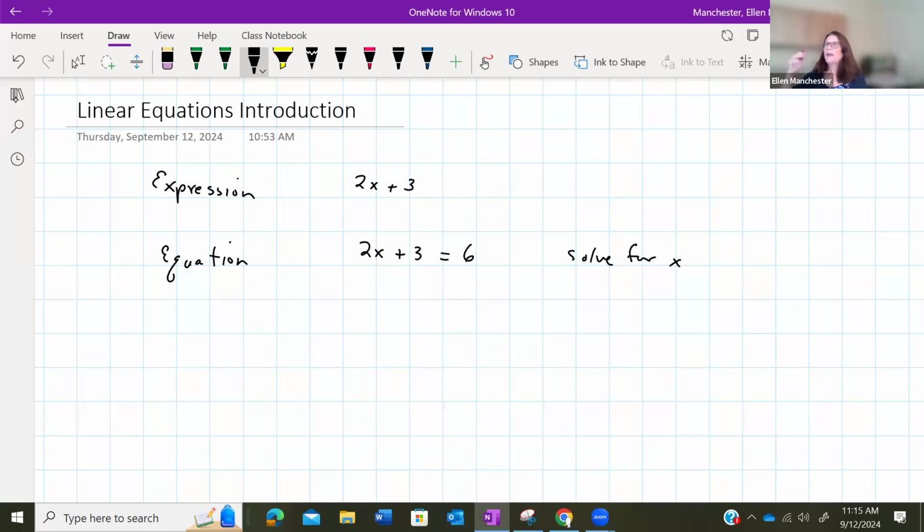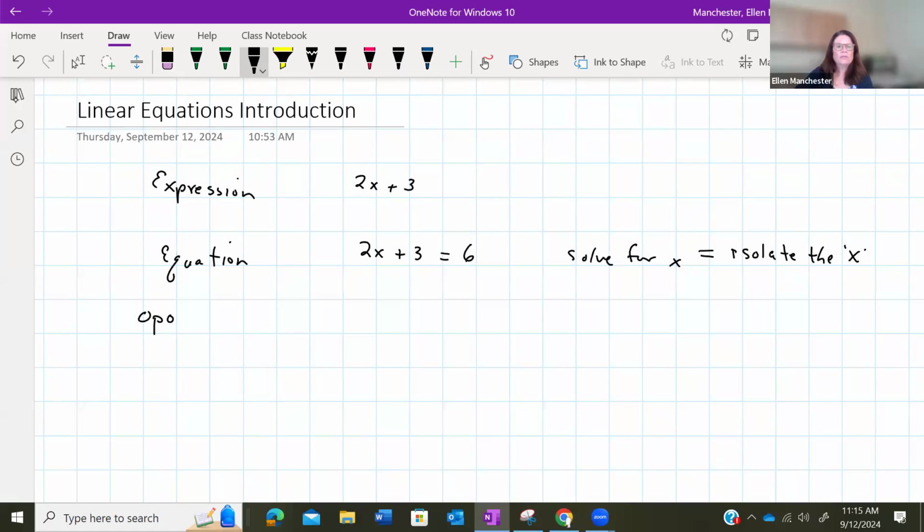So like order of operations, we are untangling and working in the opposite direction to get x all by itself. That's what it means to solve for x. Solving for x means isolate the x or the variable, whatever the variable is. It's tangled up in this function or this equation. You're untangling it by doing the opposite. So we have to establish what the opposites are.